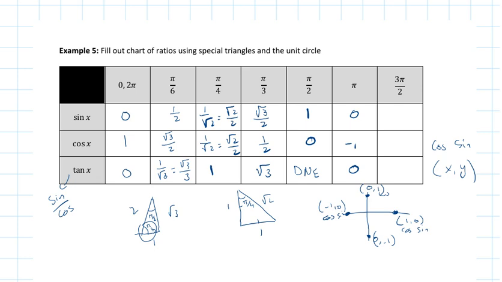All right, so I hope this is helpful and you understand how to convert between radians and degrees and vice versa.